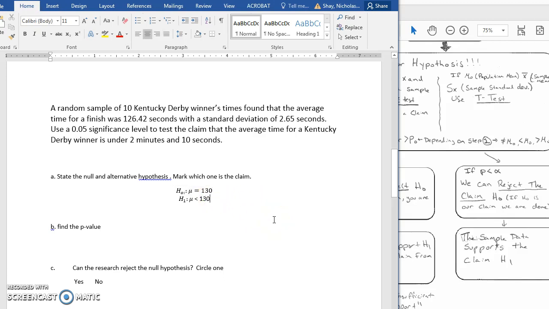So this one, again, the claim is going to be H1. The last one we'll do, the claim will be H0, so tune in for that last example. Now we're going to need to do a t-test.